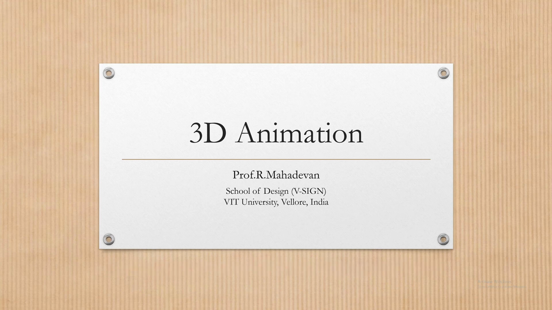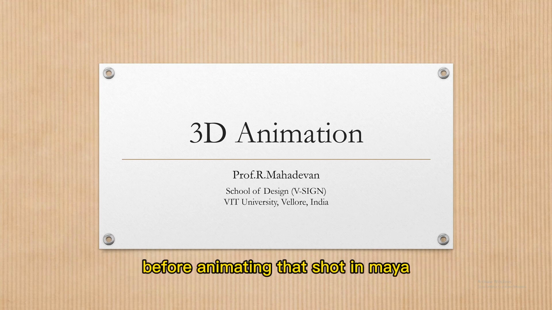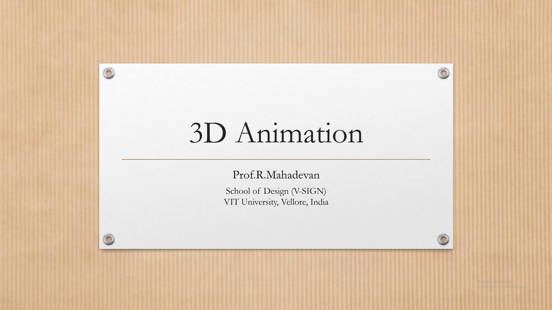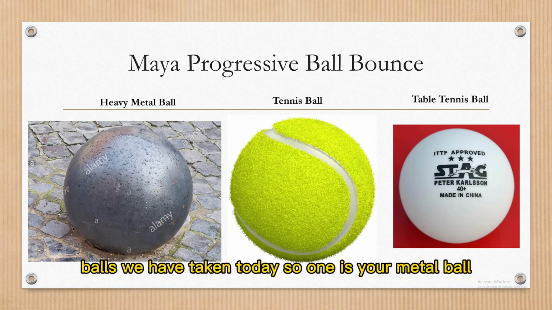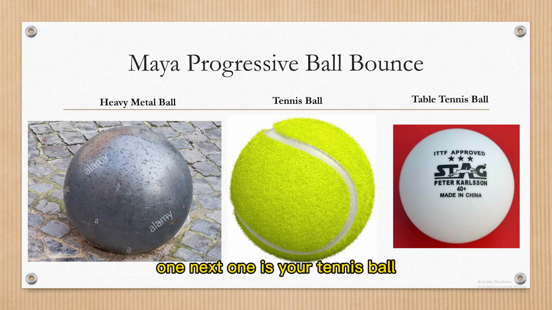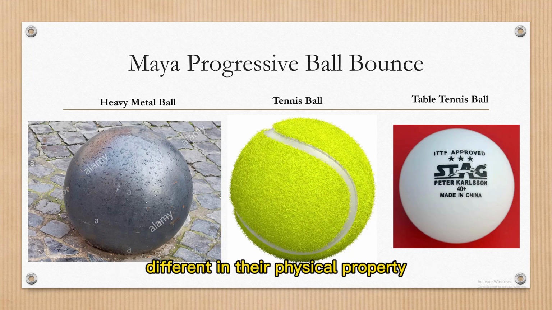So we'll first understand what are the basic things which we need to understand before animating that shot in Maya. Going to my slide. Okay, so there are three balls we have taken today. One is your metal ball, next one is your tennis ball, third one is your ping pong ball or the table tennis ball. All these three balls are different in size, different in their physical property.